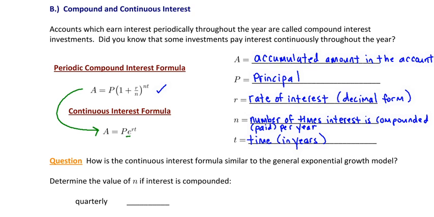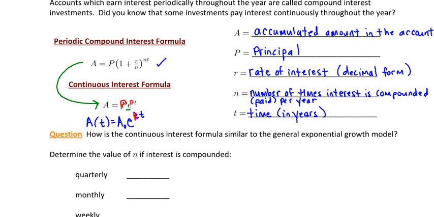What I want you to notice about this continuous interest formula is that it's really similar to the models we were just looking at. The question is, how is the continuous interest formula similar to the general exponential growth model? Well, remember, our growth model was A of t equals A naught e to the kt. So in this case, A naught, the initial amount, is now represented as P. P is the initial amount of our investment. And the k, which we said was the rate of growth, is now the rate of interest, R. But fundamentally, the models are the same.